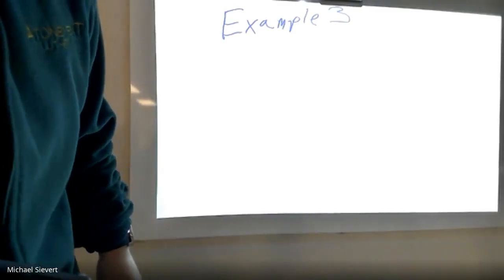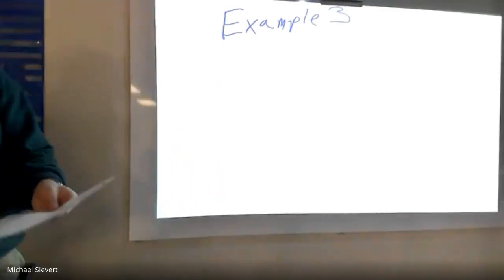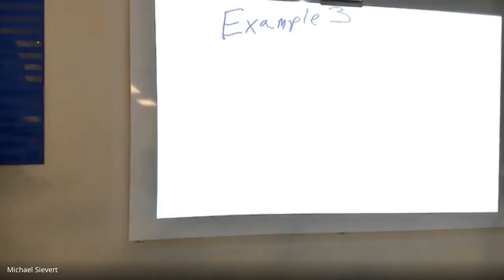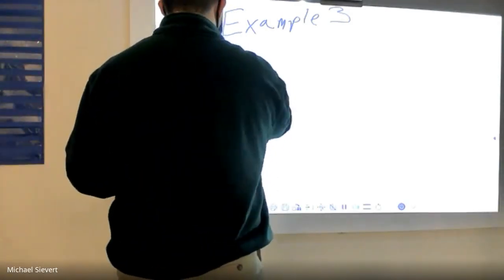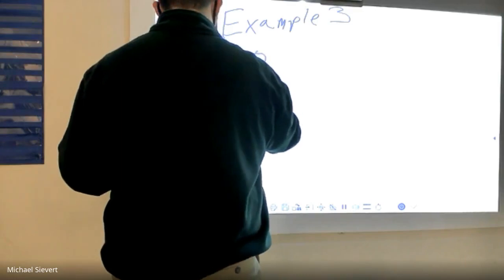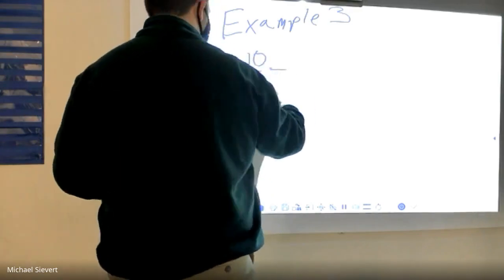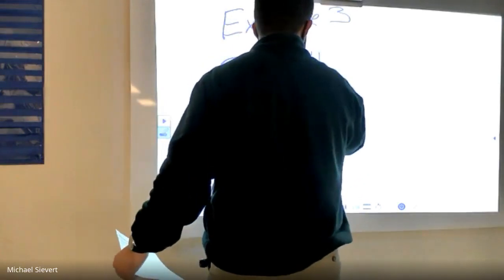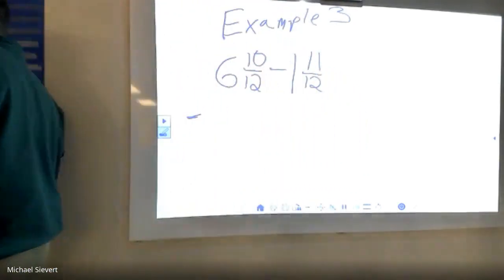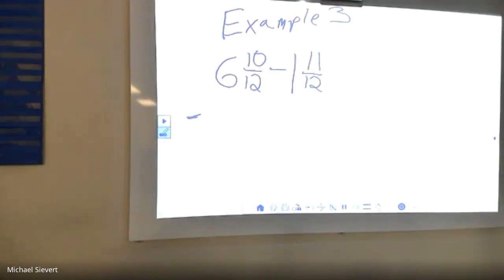Let's go through some subtraction, because borrowing from a fraction is very interesting. Let's go with the first one on your problem because it's going to be super confusing. We got 6 and 10 twelfths minus 1 and 11 twelfths. All right, make sure that's in your notes, because I wrote it on the board. Everything I write on the board needs to be in your notes.